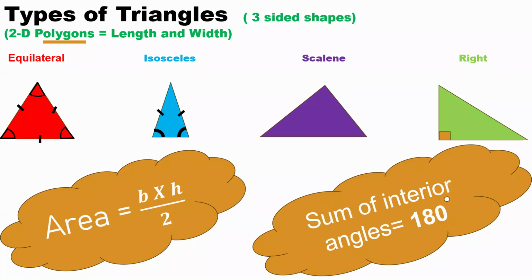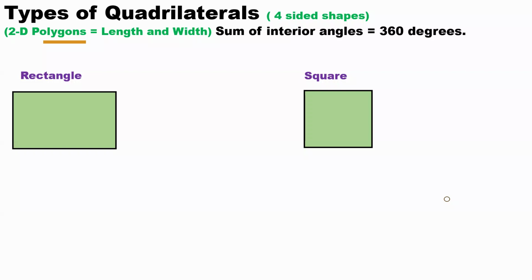Another type of polygons will be the quadrilaterals. Quadrilaterals means they are four-sided shapes. Sum of interior angles for any quadrilateral or any shape with four sides only is 360 degrees.